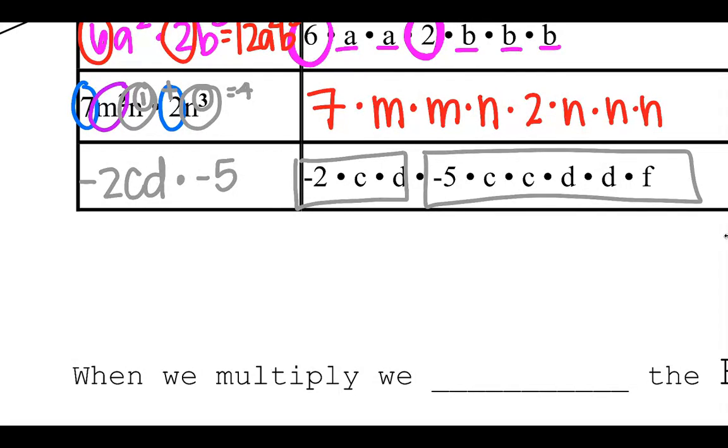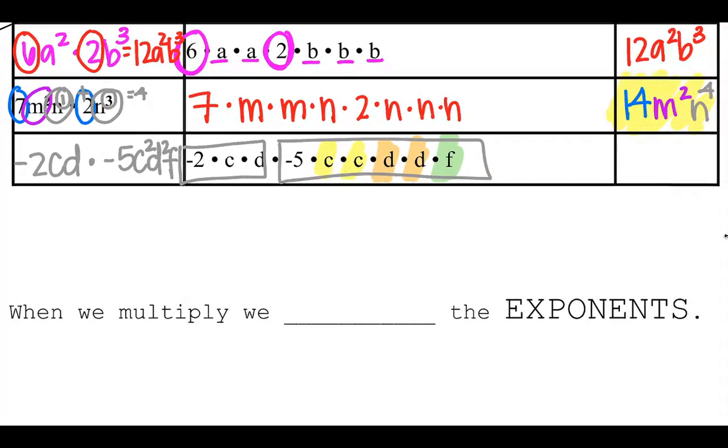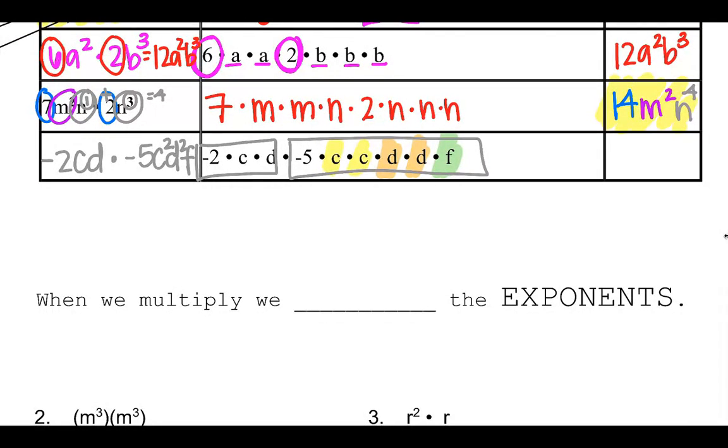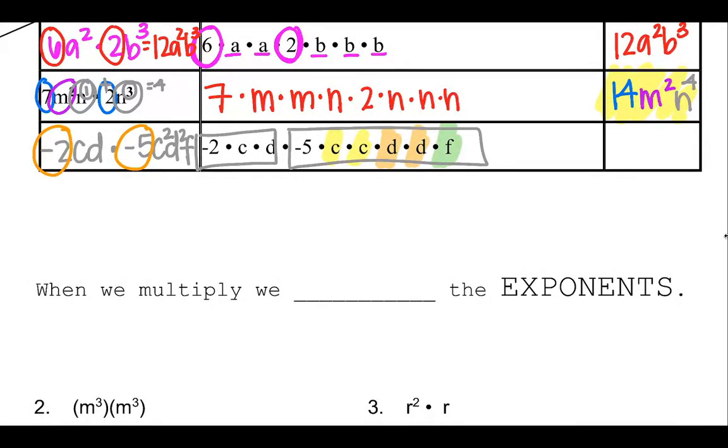But this time I've got 2 c's, so c squared. Then I have 2 d's, so d squared. And then I have 1 f. So it's just f to the 1st power, or just f. Then from here, I can take it a step further. So -2 times -5. Negative times a negative is a positive, so positive 10.